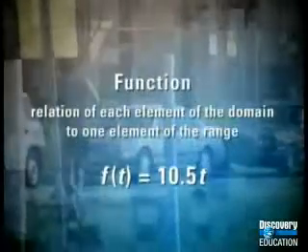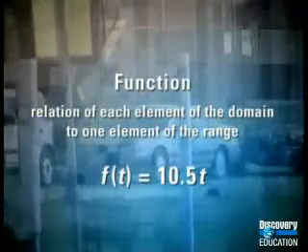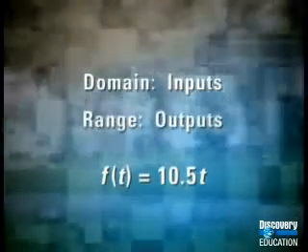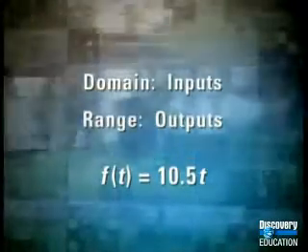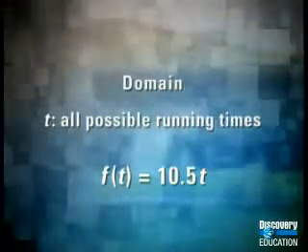A function is a relation that maps each element of the domain onto one element of the range. The elements of the domain are all the allowable inputs of the function, and the range is a collection of all the outputs that would come from the entire set of possible inputs. In this calorie function, the domain is the entire set of possible running times.